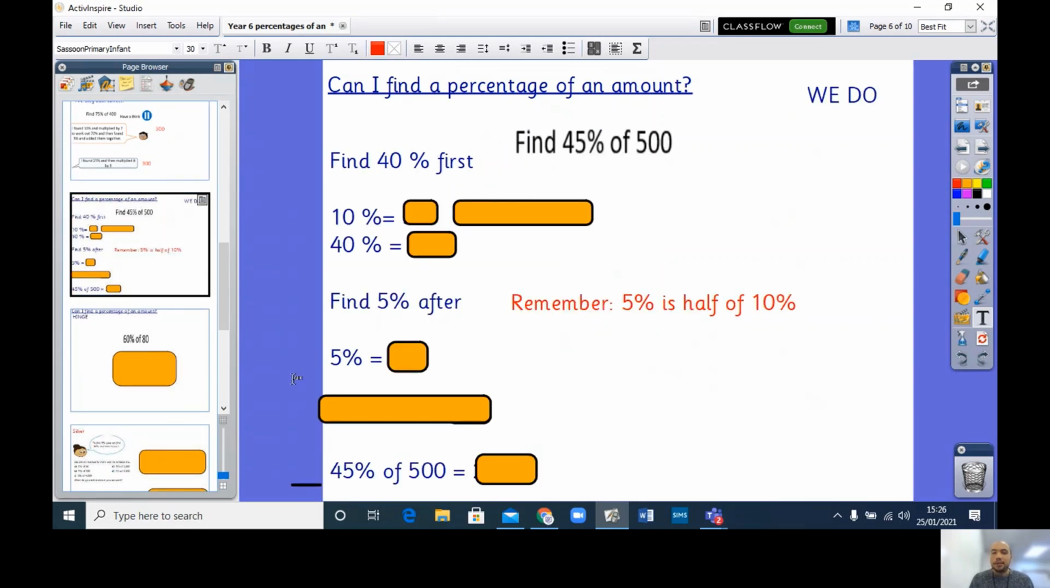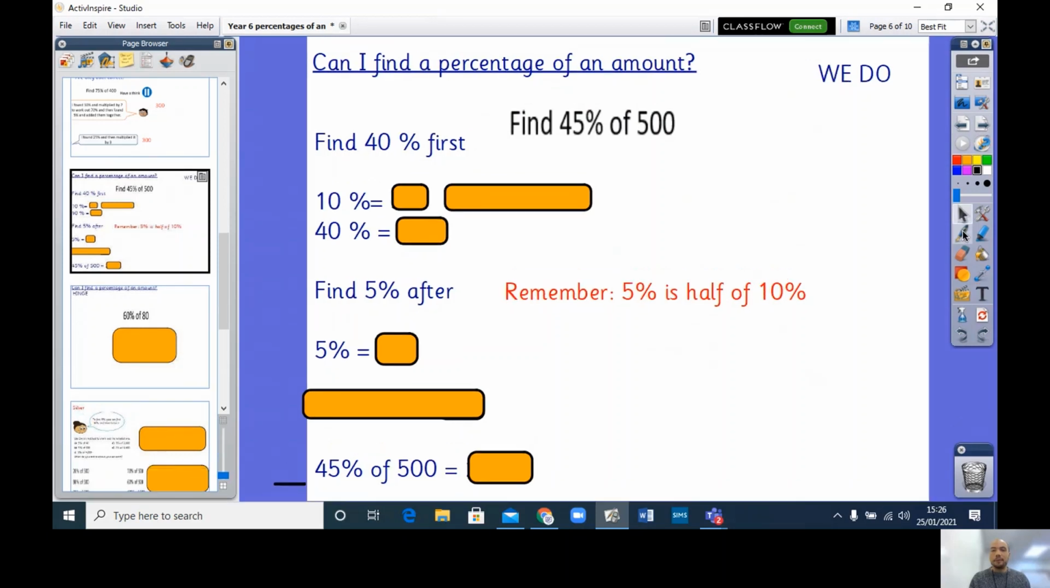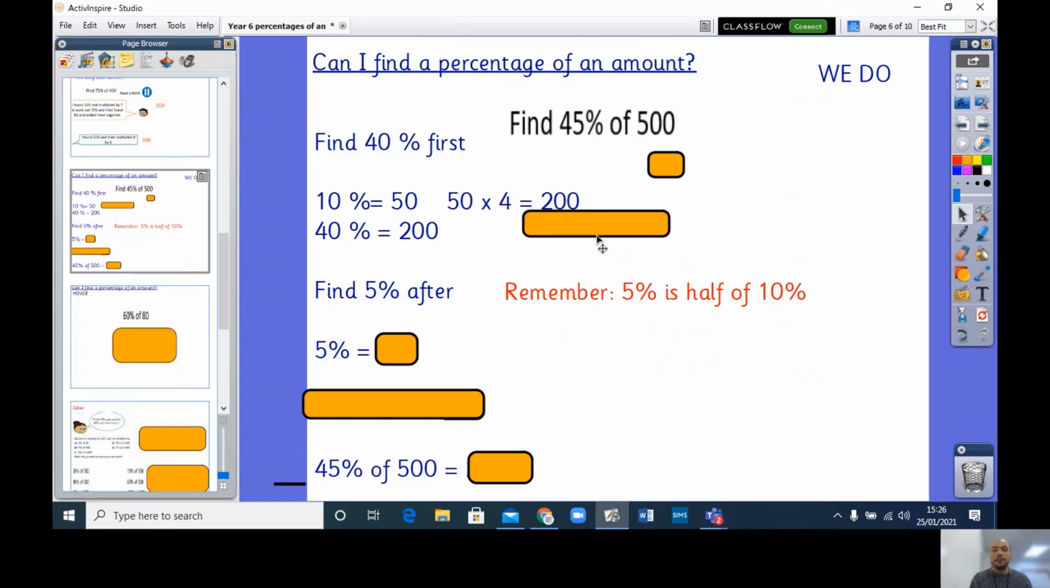Find 45% of 500. Okay, so first of all, find 10% of 500. So 10% we know equals 50 because we're dividing it by 10. Okay. So what would 40% be? Pause the video. What would 40% be? Excellent. 40% would be 200 because we've multiplied it by 4 to get to 40%. So 50 times 4 equals 200.